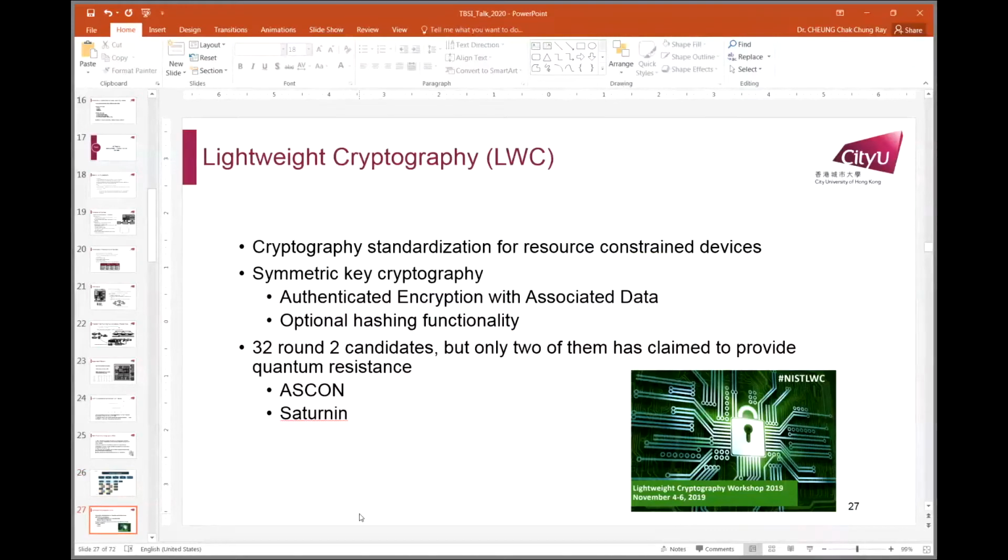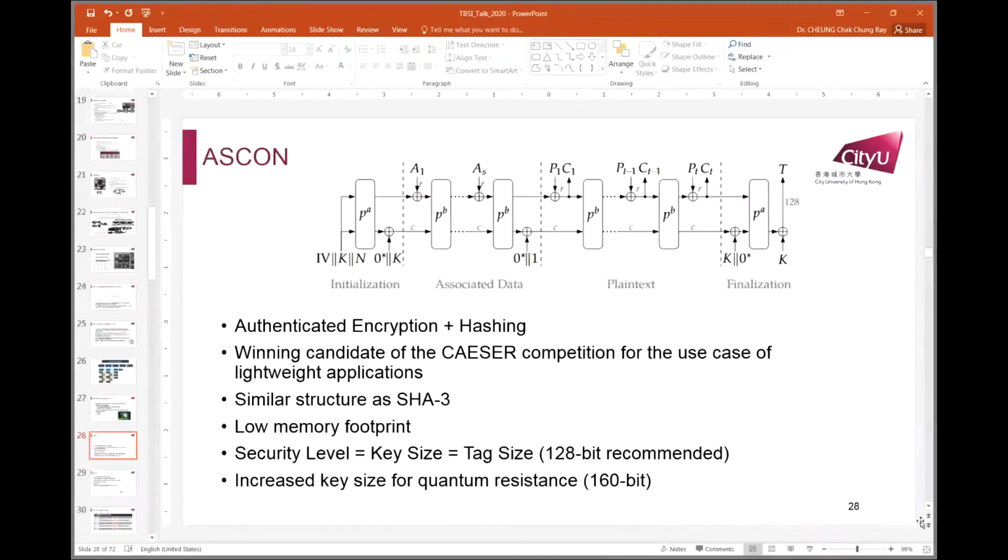We want to connect and also talk to researchers in the RISC-V community and see how we can secure every single component inside the RISC-V processor, because this is going to be what we see in the next wave. Now, at the moment, if you look at these 32 candidates, 2 of them claim to be providing quantum resistance, and the others are not. I'm going to talk a little bit more about these 2. One is called ASCON.